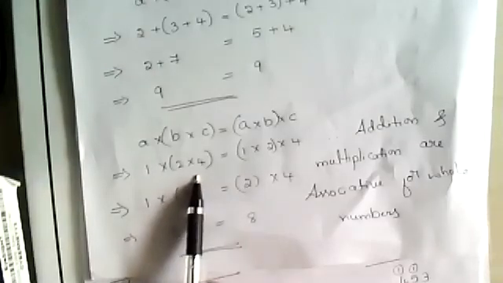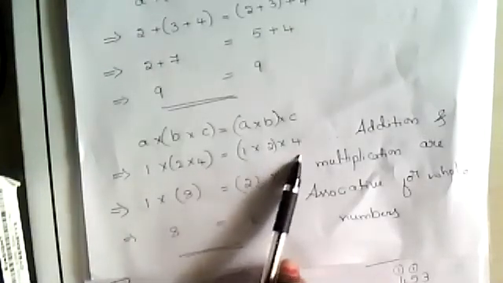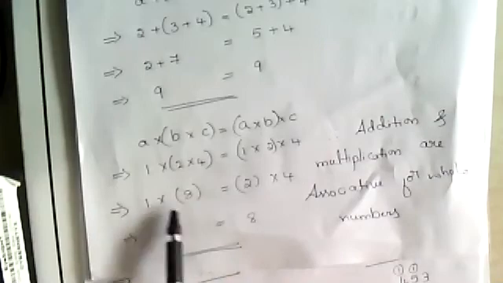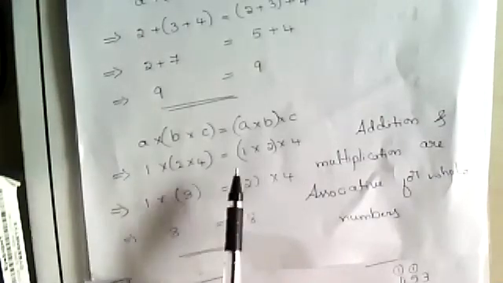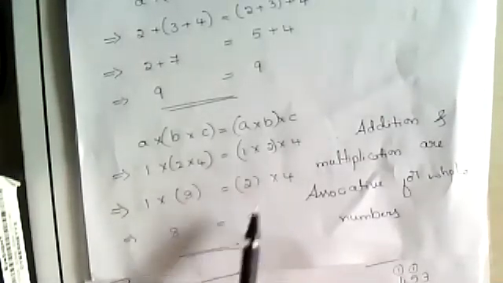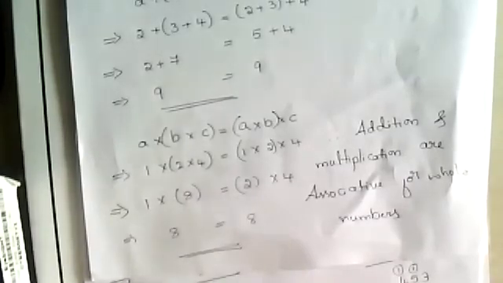1 into (2 into 4) equals (1 into 2) into 4. 2 fours are 8, 1 as it is, 1 eight is 8. 1 two is 2, 4 as it is, 2 fours are 8. So these are the properties we have learned today. And after this we have learned distributive property.